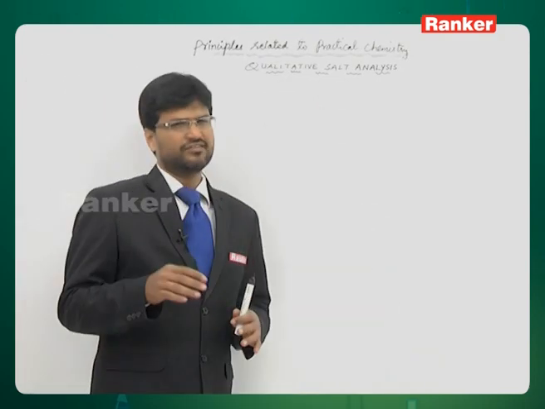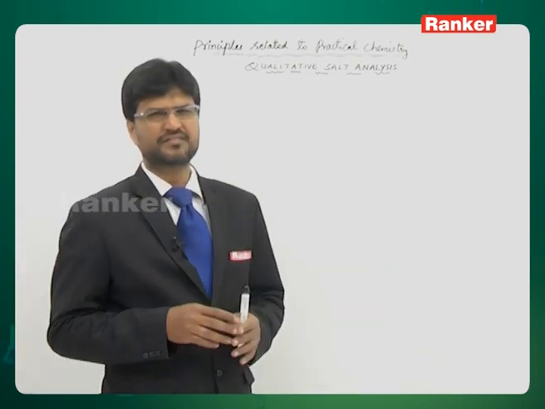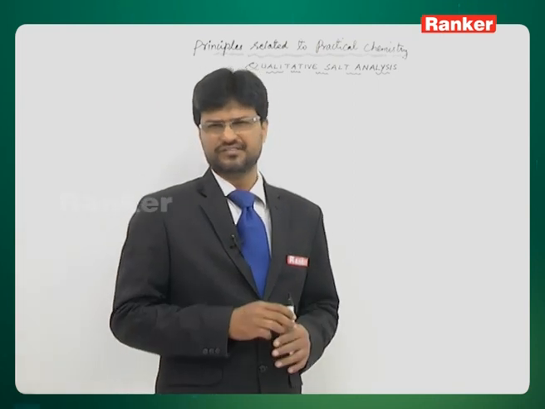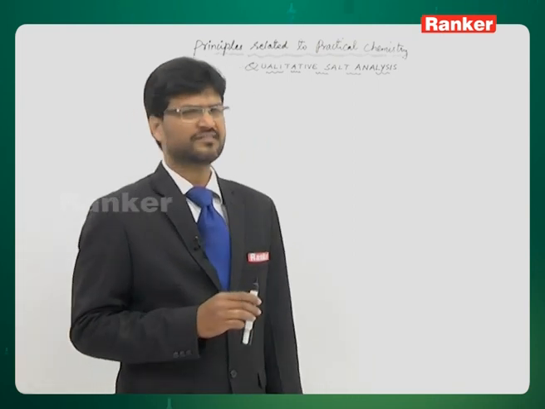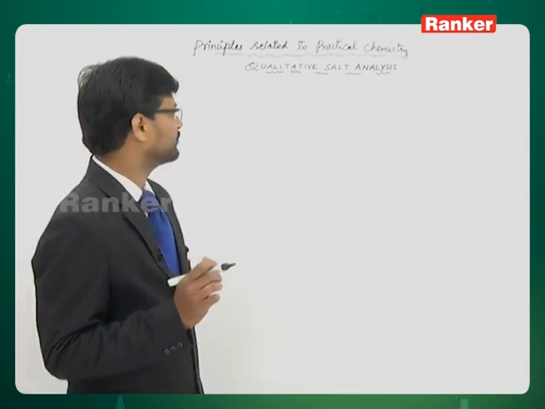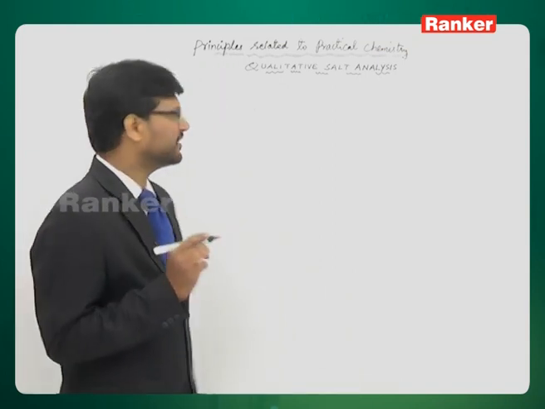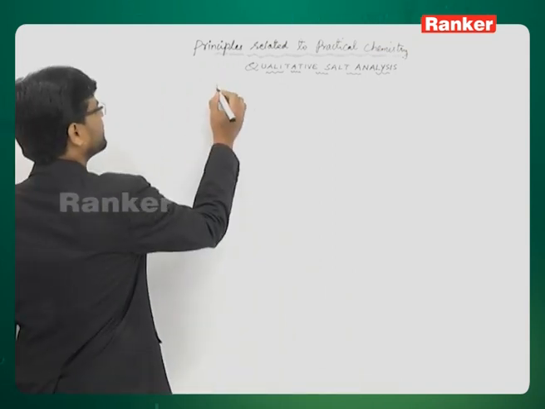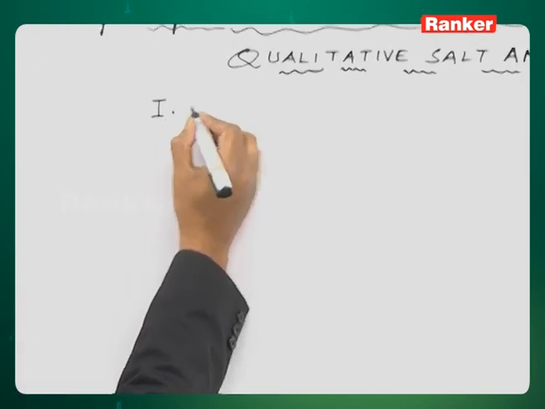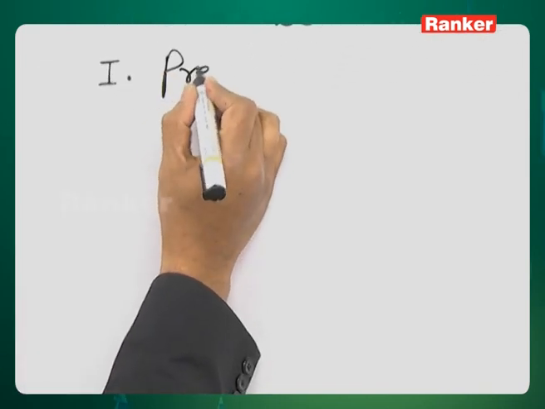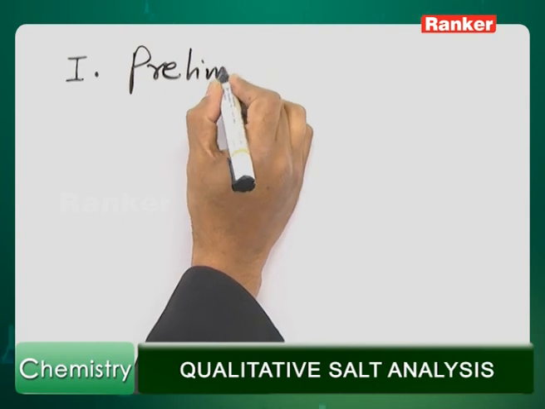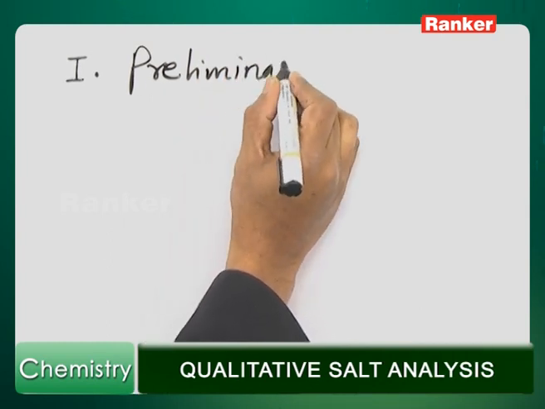The identification of an unknown salt is done in 3 stages. There are 3 stages involved in the identification of an unknown salt. I am going to put those 3 stages one by one. The first stage involves preliminary tests.